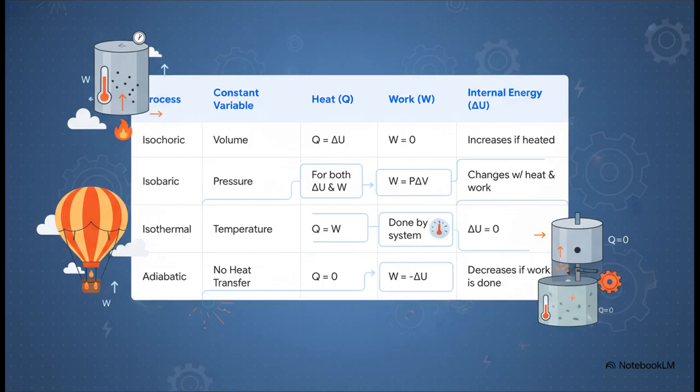For isochoric, work is 0, so the change in energy is just equal to the heat you add. For isothermal, the internal energy change is 0, so heat in equals work out. For adiabatic, heat is 0, so any work done comes straight out of the internal energy. And then there's our isobaric balloon, the one where all three parts of the equation are doing something. This table, right here, is really the key takeaway from all of this.